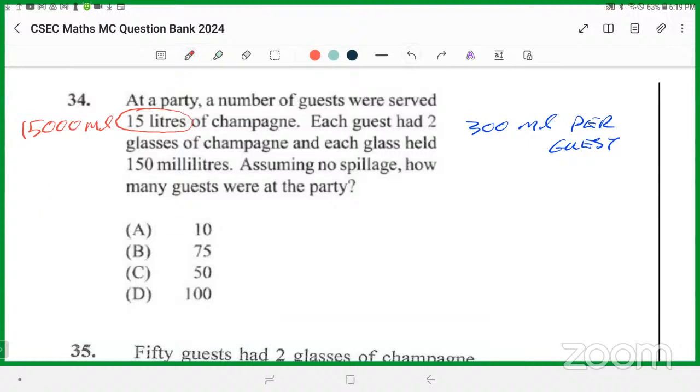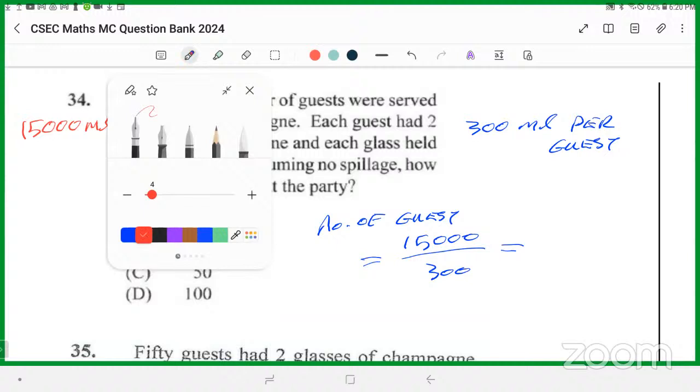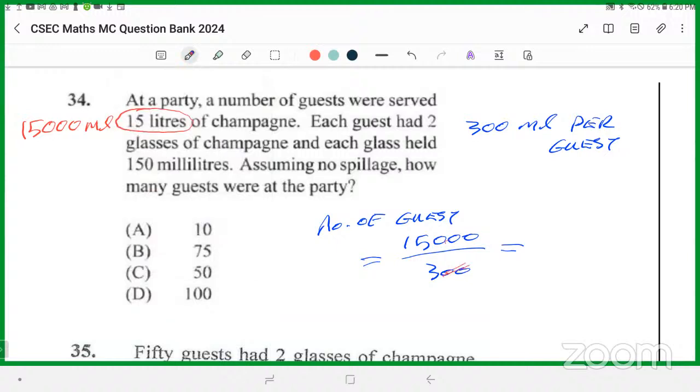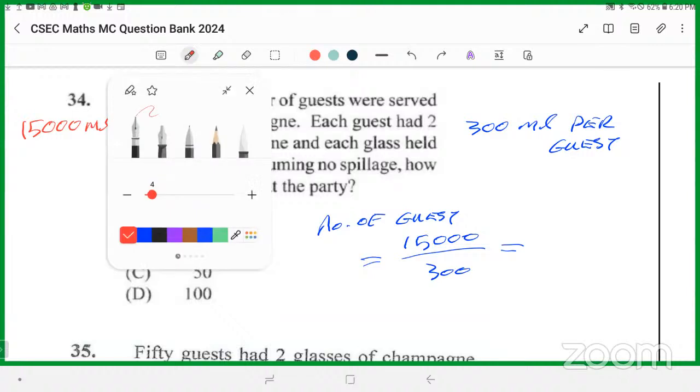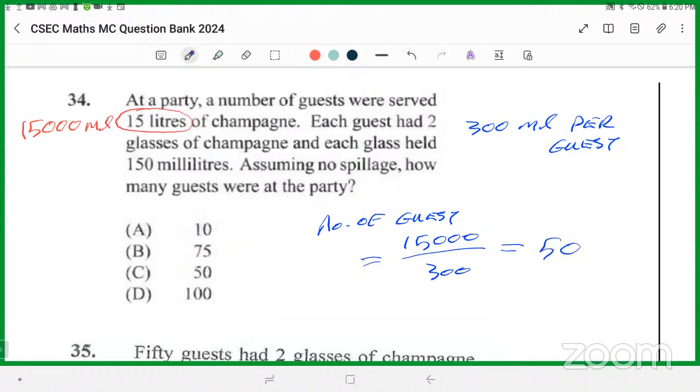Simple as that. So the number of guests is going to be equal to the total amount, 15,000, divided by how much each guest got, 300. That works out to what? 50. Yep, 50. Because you cancel these two zeros, and you're doing 150 divided by 3. That's 50. So this works out to 50 guests. So the answer is this one.